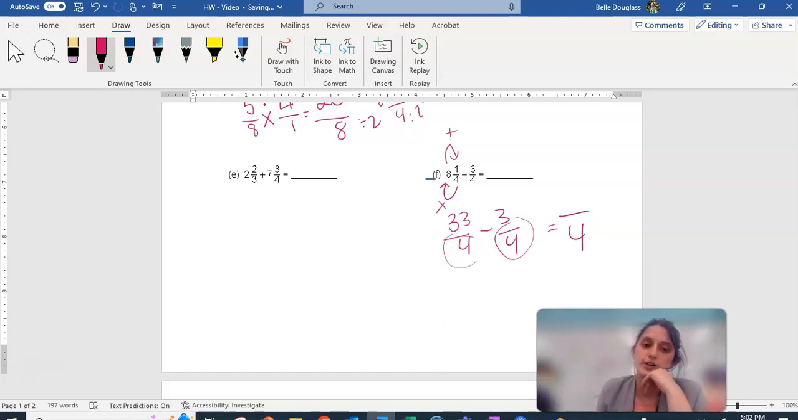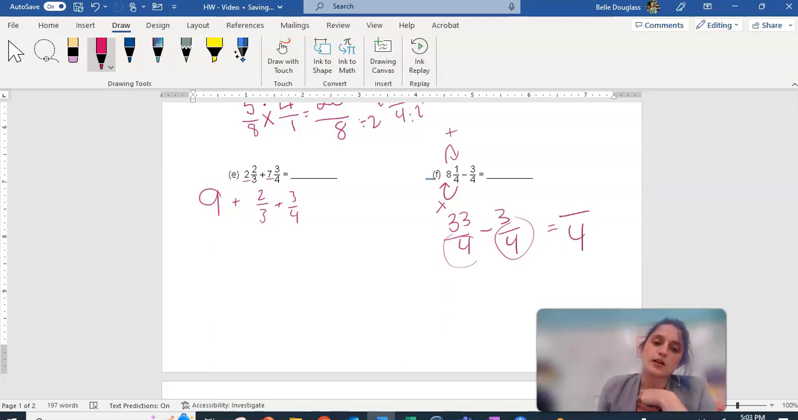When they are different denominators, then you have a couple choices. I personally would leave the 2 and the 7 off to the side. I'd say 2 plus 7 is 9, and then I'm going to add 2/3 and 3/4 together because I don't want giant numbers that I have to then multiply.